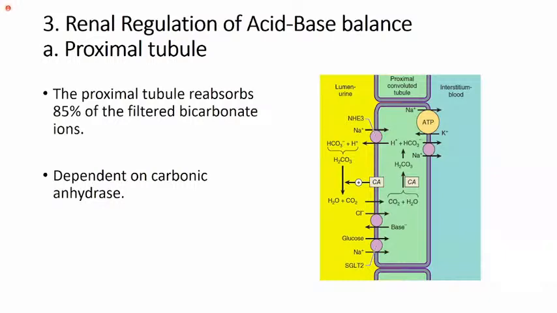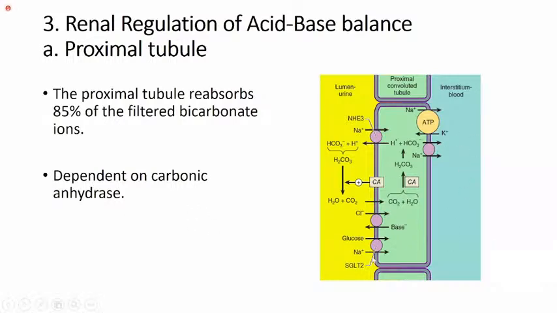The next compensatory mechanism will be your kidneys. So renal regulation of acid-base balance occurs at 2 levels of the kidney. The first part is the proximal tubule, and then there is also acid-base regulation in the distal nephron. So starting off with the proximal tubule, the proximal tubule is able to reabsorb about 85% of the filtered bicarbonate ions, okay? And this whole process is dependent on carbonic anhydrase.